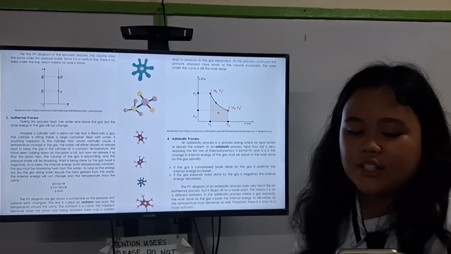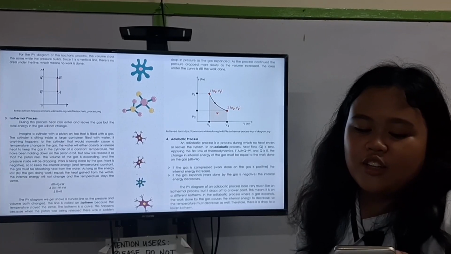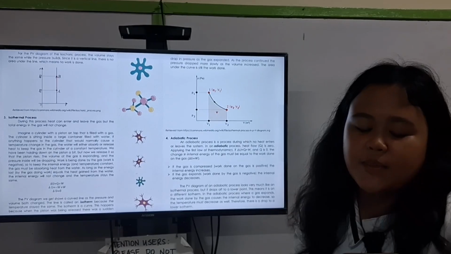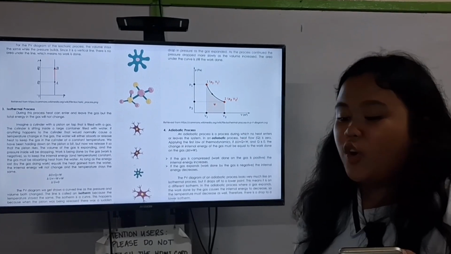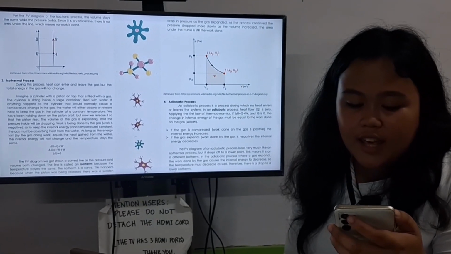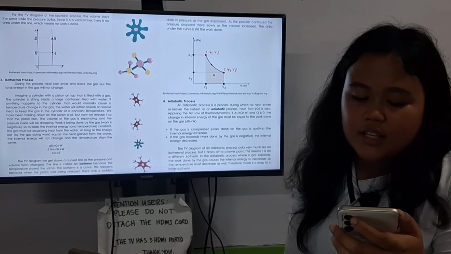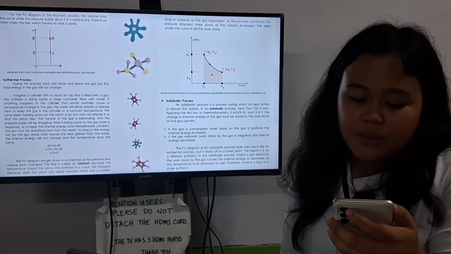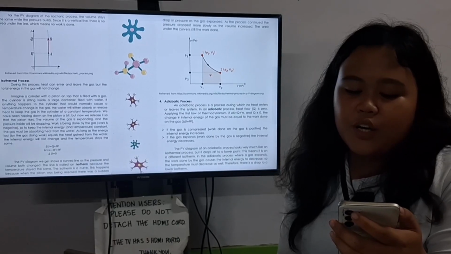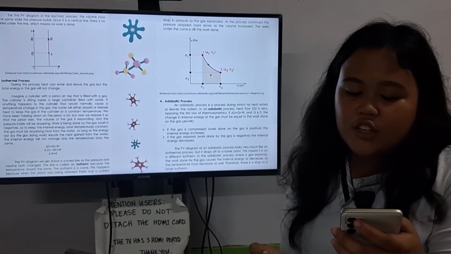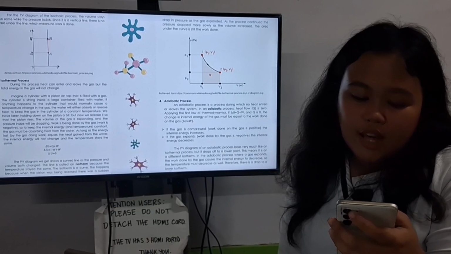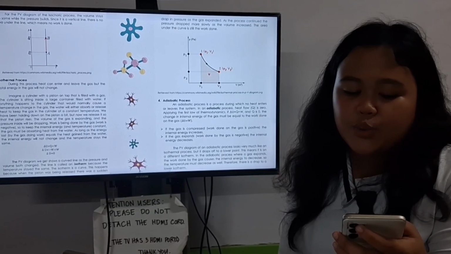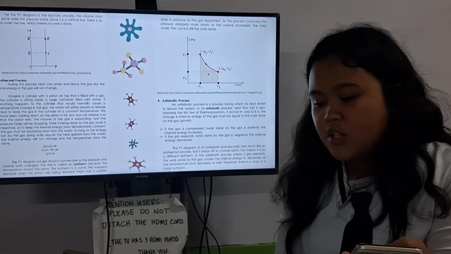So when the piston is released, the pressure drops, while the gas continues to expand. As the expansion continues, the pressure gradually decreases, even though the volume keeps increasing. The area of the curve represents the work done by the gas. So in short, this isotherm curve shows how the gas expands at a constant temperature while doing work on its surroundings.